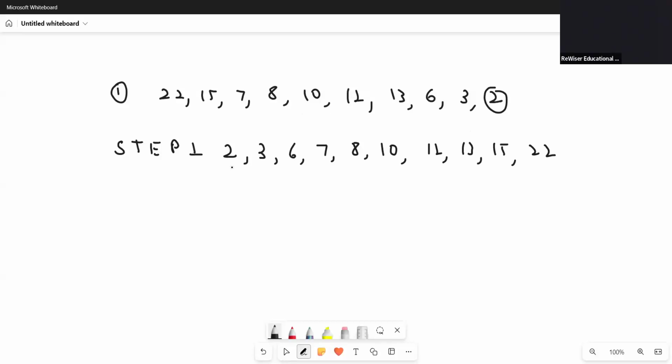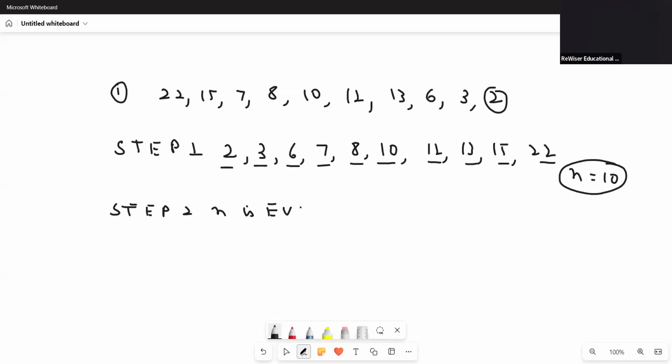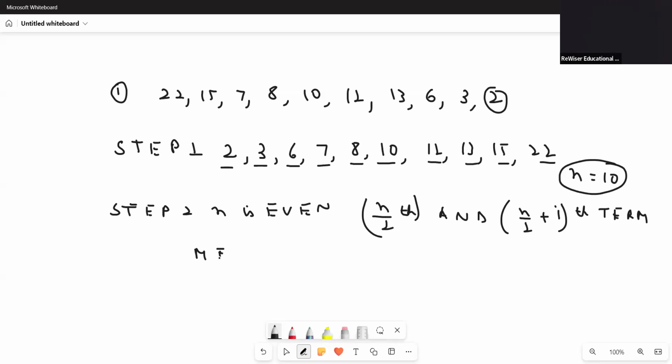We'll now count the number of numbers. So it's 1, 2, 3, 4, 5, 6, 7, 8, 9, 10. So here n equals 10, and that's an even number. So step 2 says, if n is even, then the n by 2th and n by 2 plus 1th term, the mean of these will give us the median.